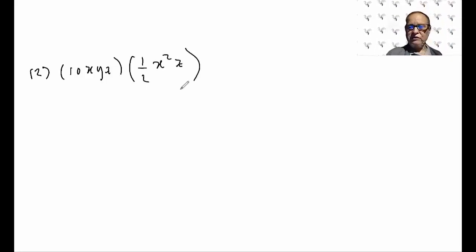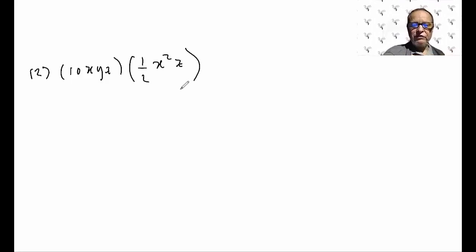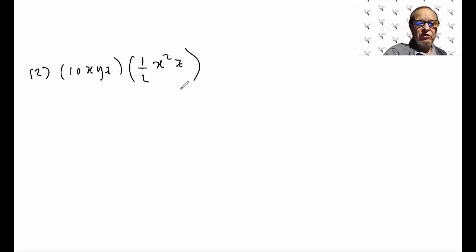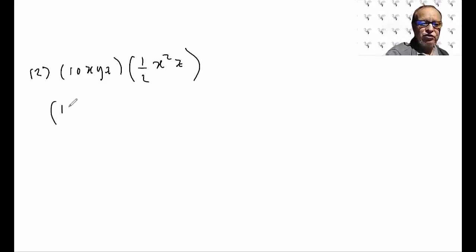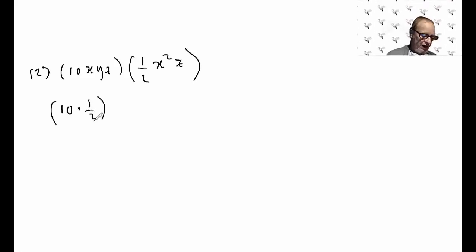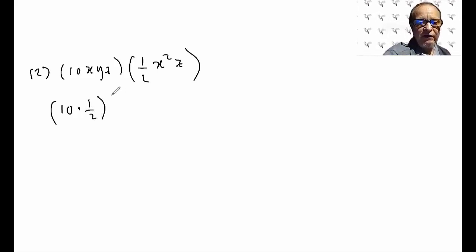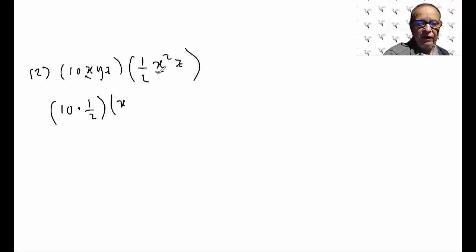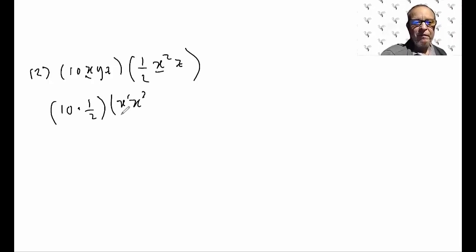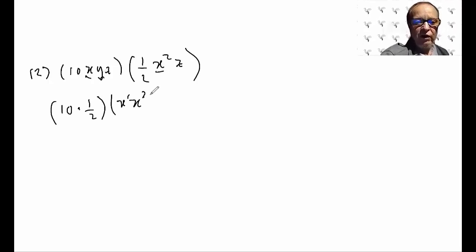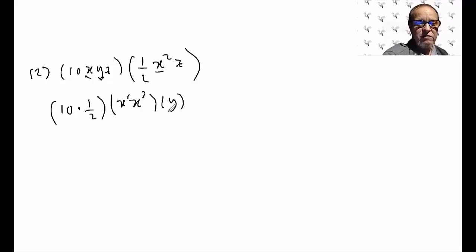Now, fractions happen. So even though there's a fraction there, you could still do the number multiplication. 10 times 1/2. So I put that in one bracket. Then I look for my x's. I have an x from here, I have an x from here, and an x squared, and this is to the first power. And then I have one y, so I'll put a y here. And then I have two z's, so I have z, z.